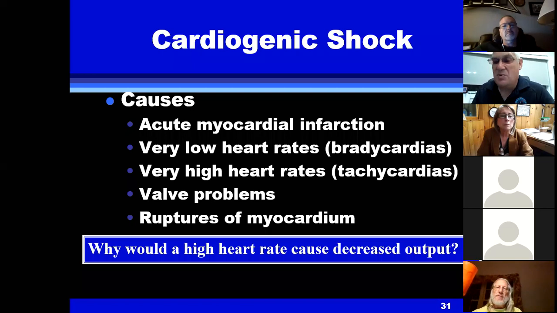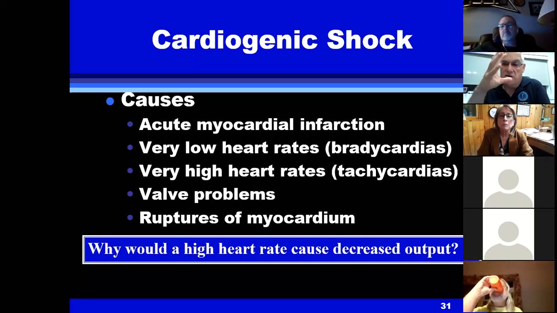Okay, so I asked, how would a high heart rate cause a decreased cardiac output? So when your heart is beating 60 to 100 times a minute, really pretty much for most of us under 150 times a minute, the time between each contraction is adequate for the ventricles to completely refill with blood, right? So you have plenty of time for the ventricles to refill with blood. Therefore, there's plenty of blood for the ventricles to pump out, okay?